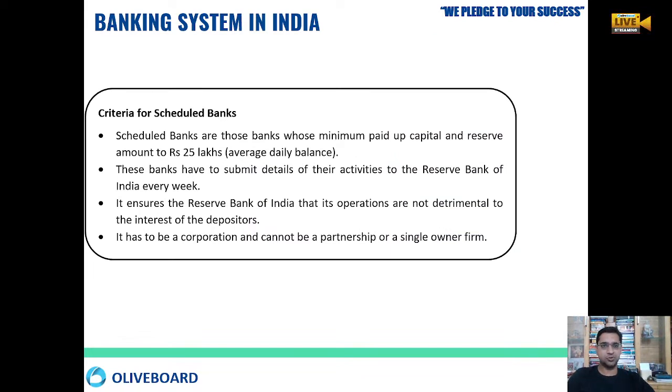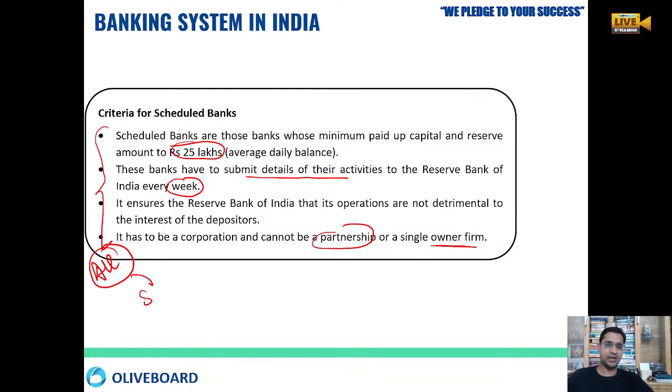Now, criteria for scheduled banks. So, what is the criteria that you have to follow? First of all, scheduled banks are those whose minimum paid up capital and reserve is rupees 5 lakhs or above, right? These banks submit details of their activities every week. They assure the Reserve Bank of India that whatever operations they are doing is not against the interest of the depositor, and it has to be a corporation; you cannot be a partnership or a single owner firm. So if you are following all these criteria, then your name will be there in the scheduled list of the RBI.